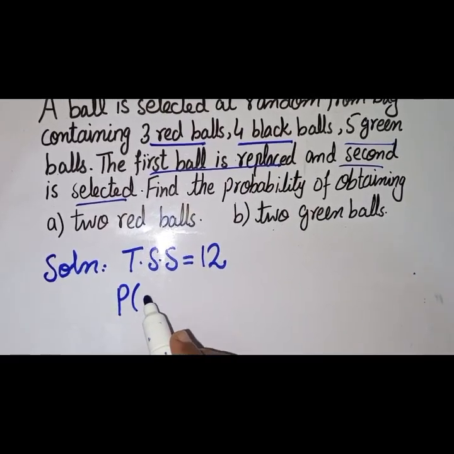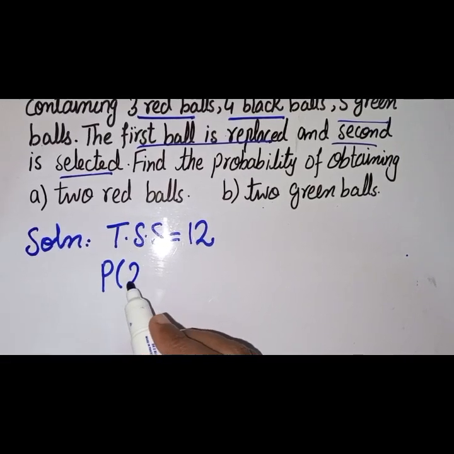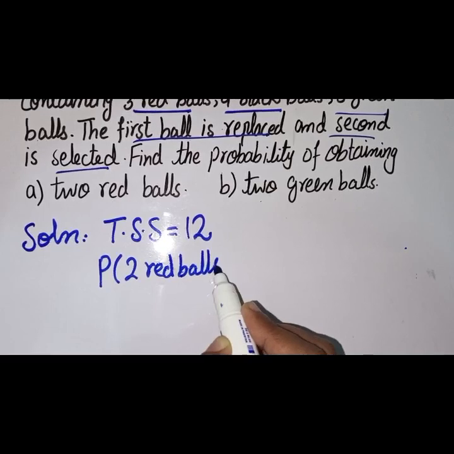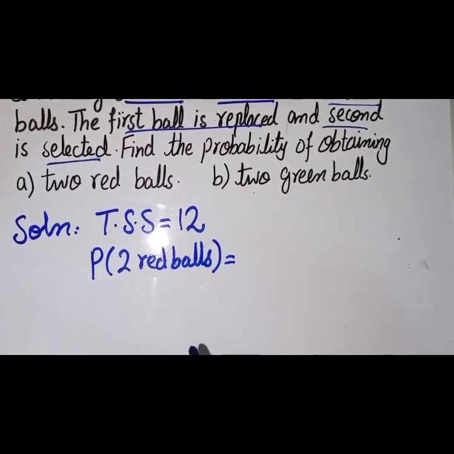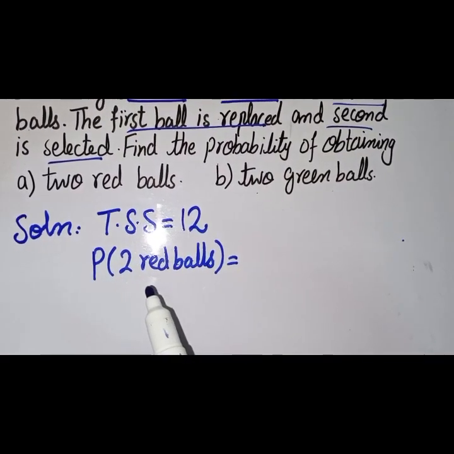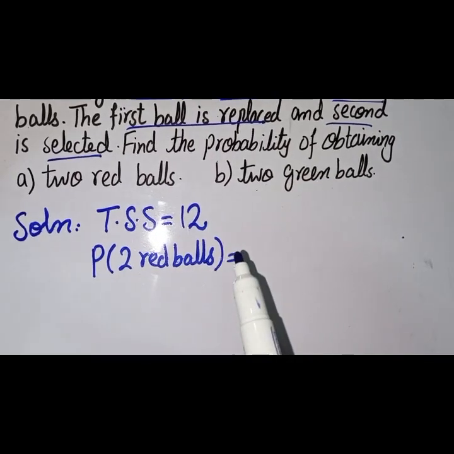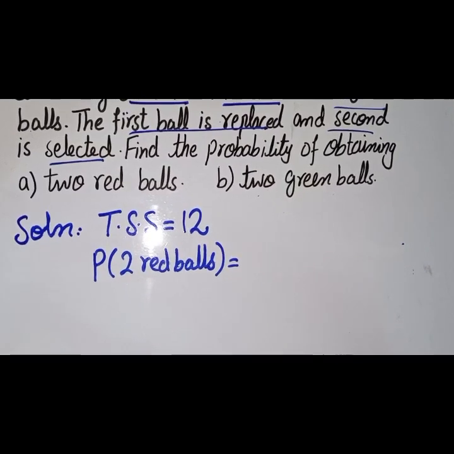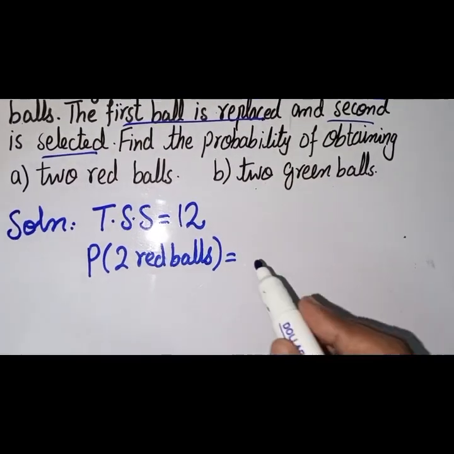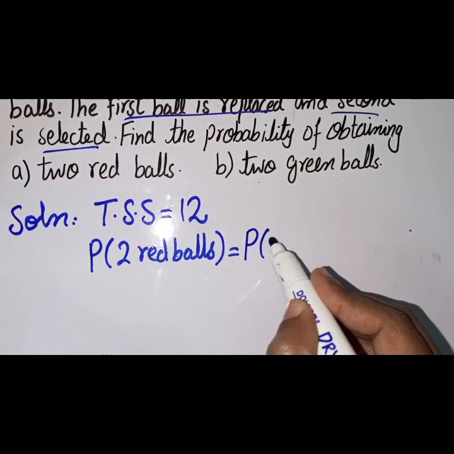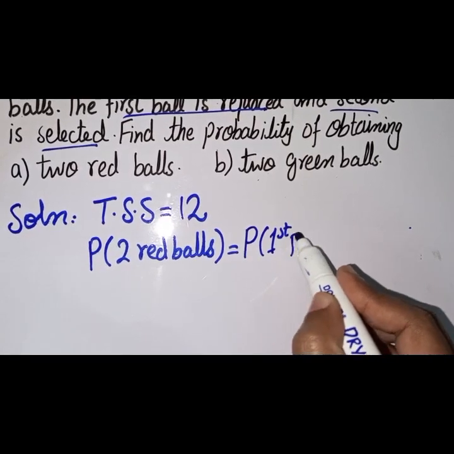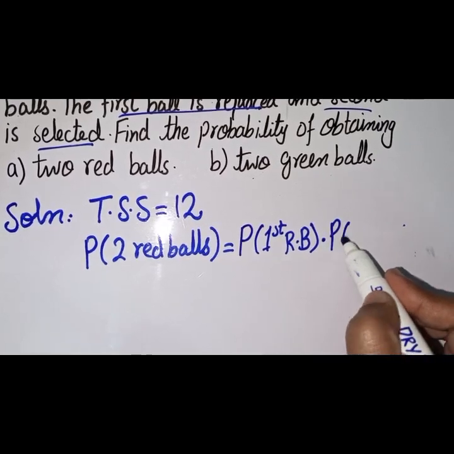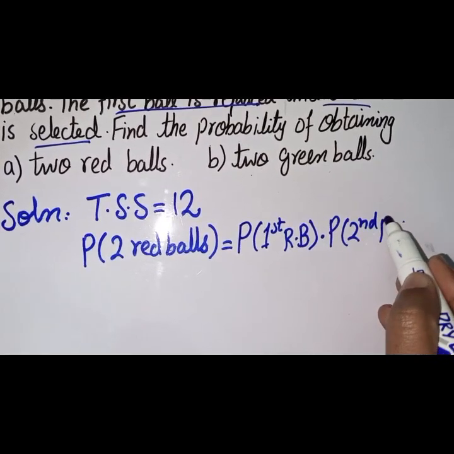Probability of 2 red balls. Here we have to focus that if he is asking about the probability of 2 red balls, it means that he wants to say the first ball is red as well as the second ball is also red. So the probability of the first red ball multiplied by the probability of the second red ball.